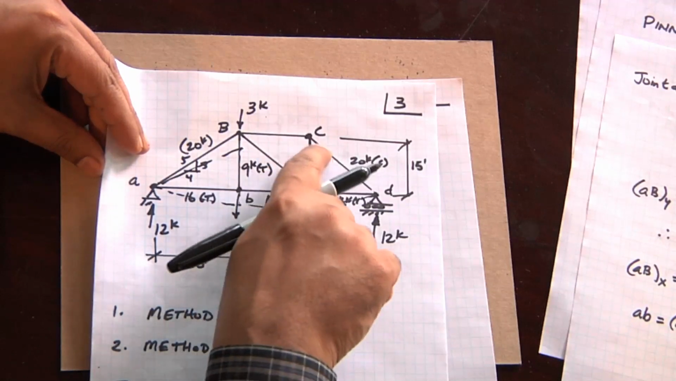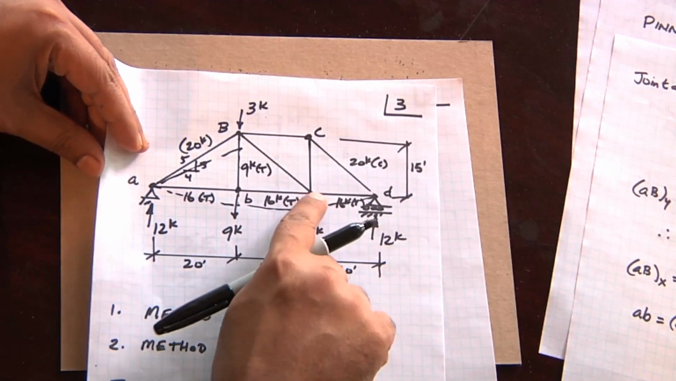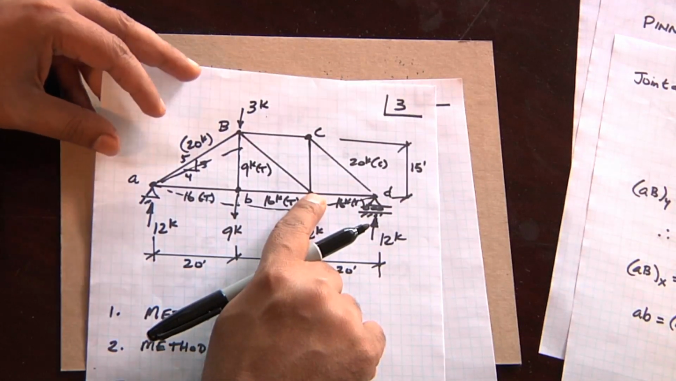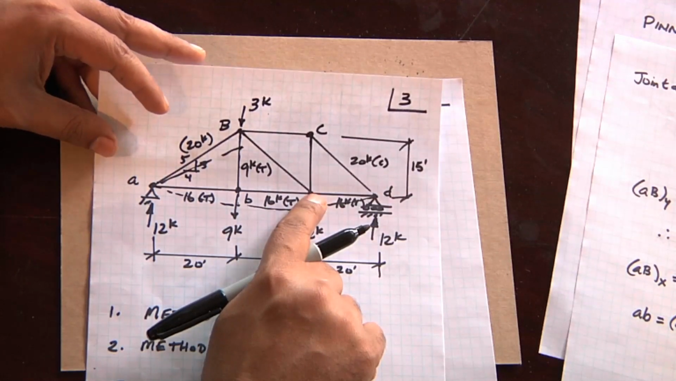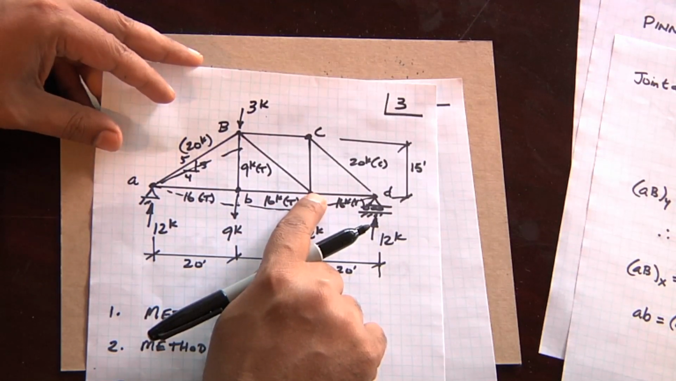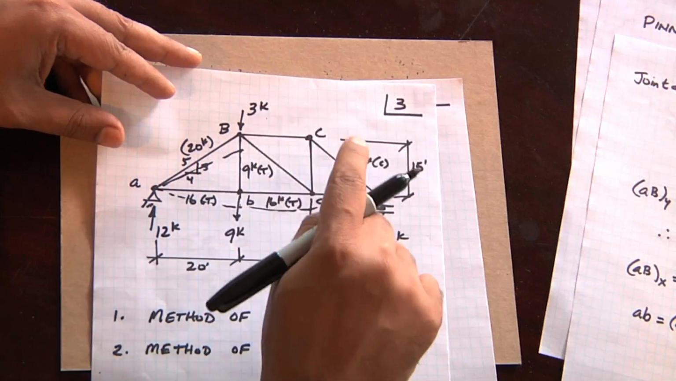So now we have only 3 members left, and they shouldn't be too difficult to solve. Let's take a look at joint B, capital B.